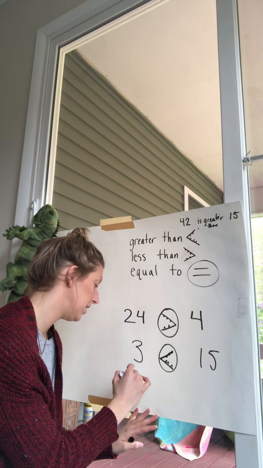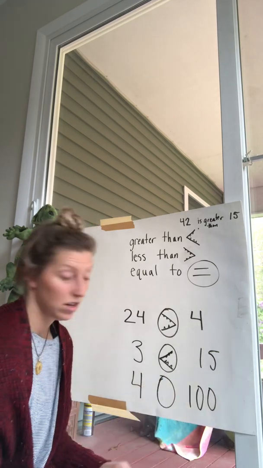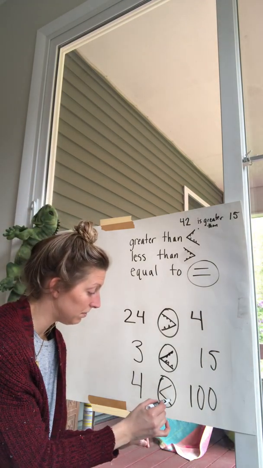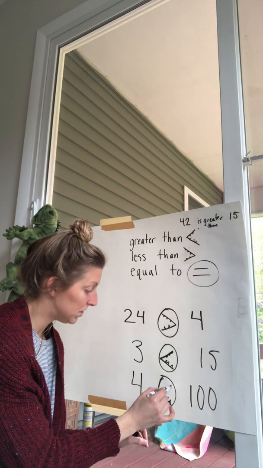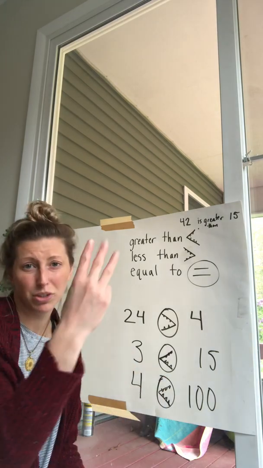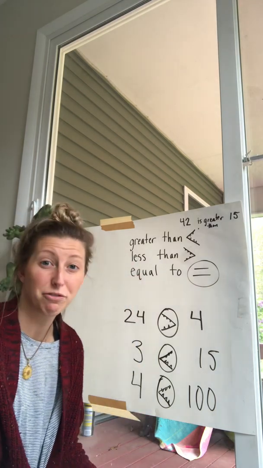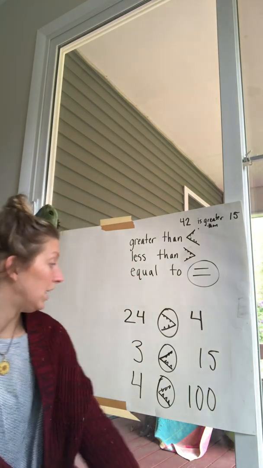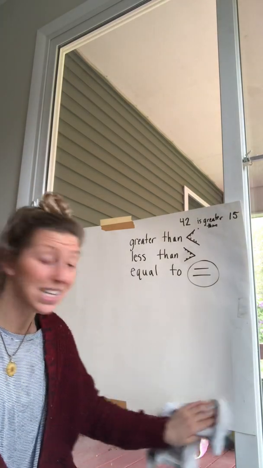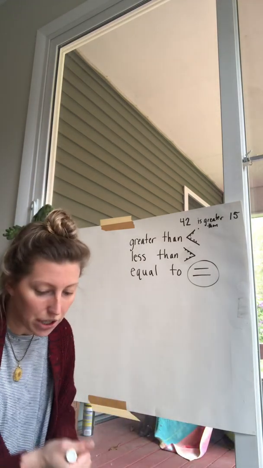Now, if I had 4 and 100, that alligator is still eating the bigger number, which is going to be 100. And we would say 4 is less than 100. So there are actually 3 little symbols, right? The greater than, the less than, or the equal to, and you have to figure out which one we need. Which one would make sense? If you read it and it doesn't make sense, then it's not the right symbol. But if you read it and you're like, yeah, that's good to go, then you're good.